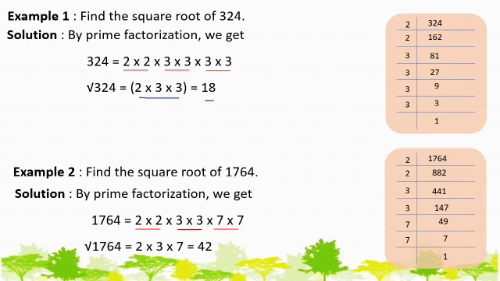Now we select one factor from each group and multiply. So we will take one 2 from the first group, one 3 from the second group, one 7 from the third group. Therefore, square root of 1764 is equal to 2 into 3 into 7. That is equal to 42.